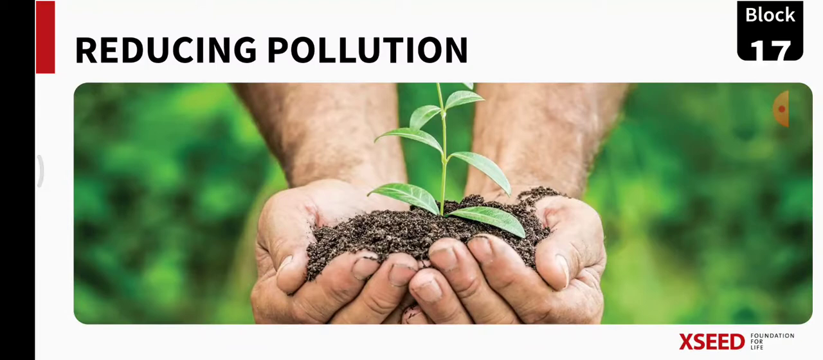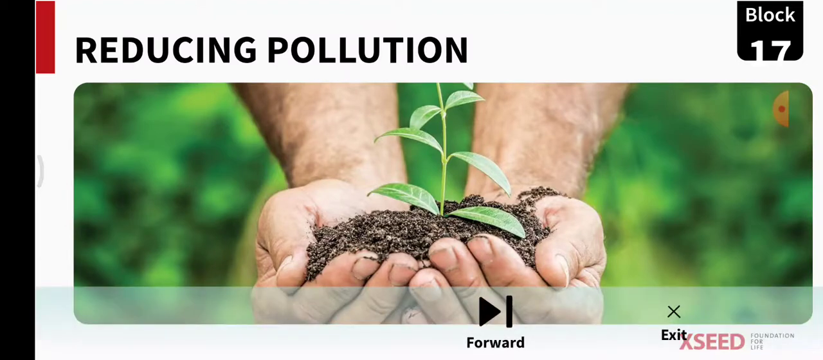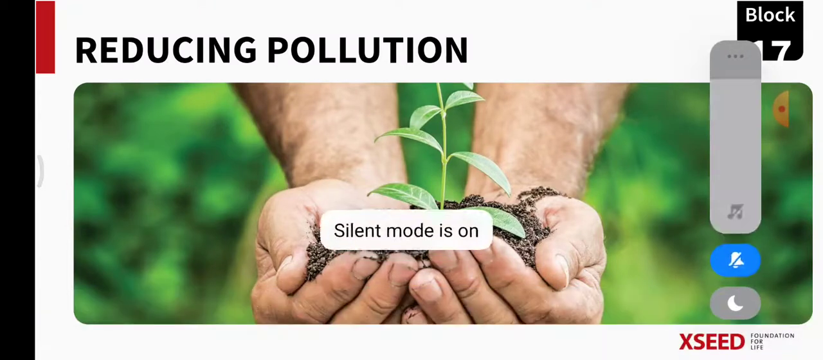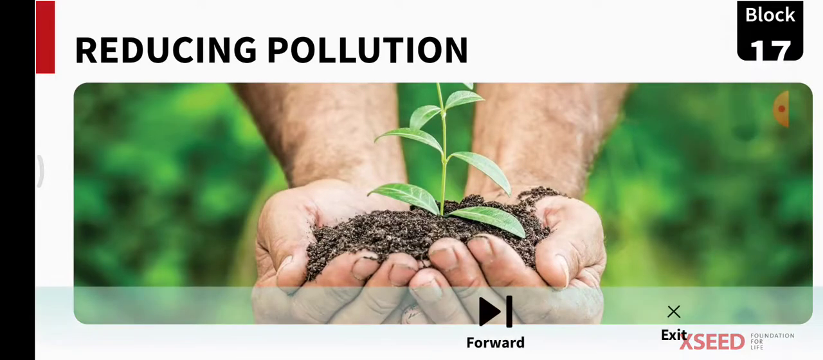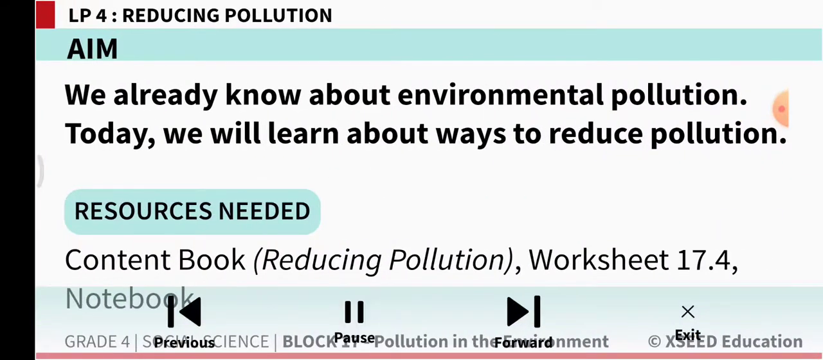So the best idea to reduce pollution we can see on the screen, that is planting trees. We all know that trees are our green friends. They purify the air. So by planting trees we can reduce pollution to an extent. So let us learn other means of reducing pollution, right? So let's move on and learn more.